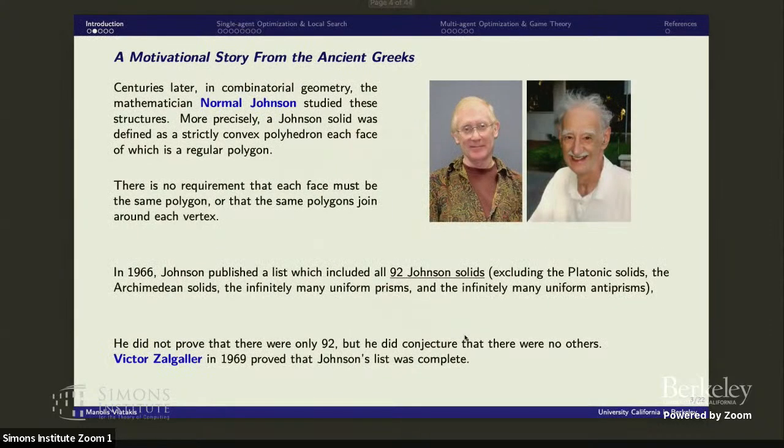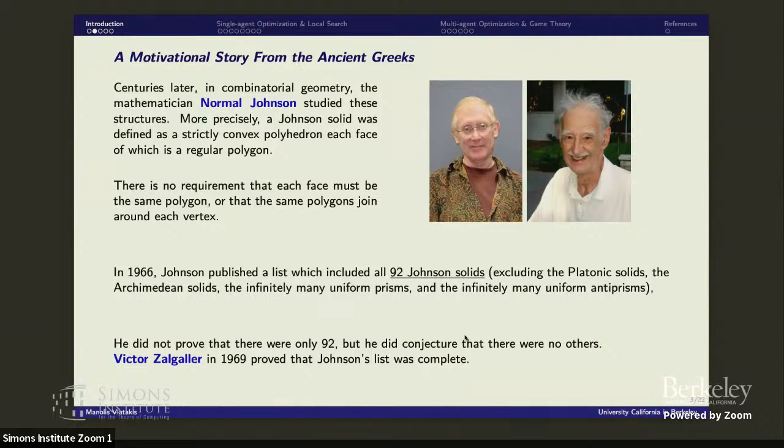Now, many centuries later, a mathematician of combinatorial geometry called Norman Johnson studied this structure, and he asked a very natural mathematical question: how many different convex polyhedra you can have with regular polygons? And actually, in 1966, he described the full list of the Johnson solids, as they call it.